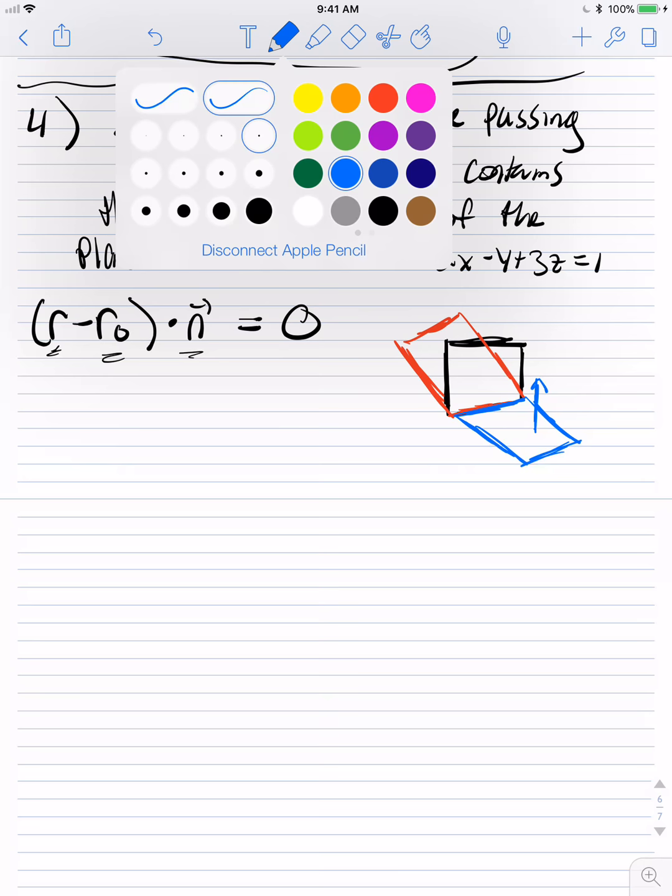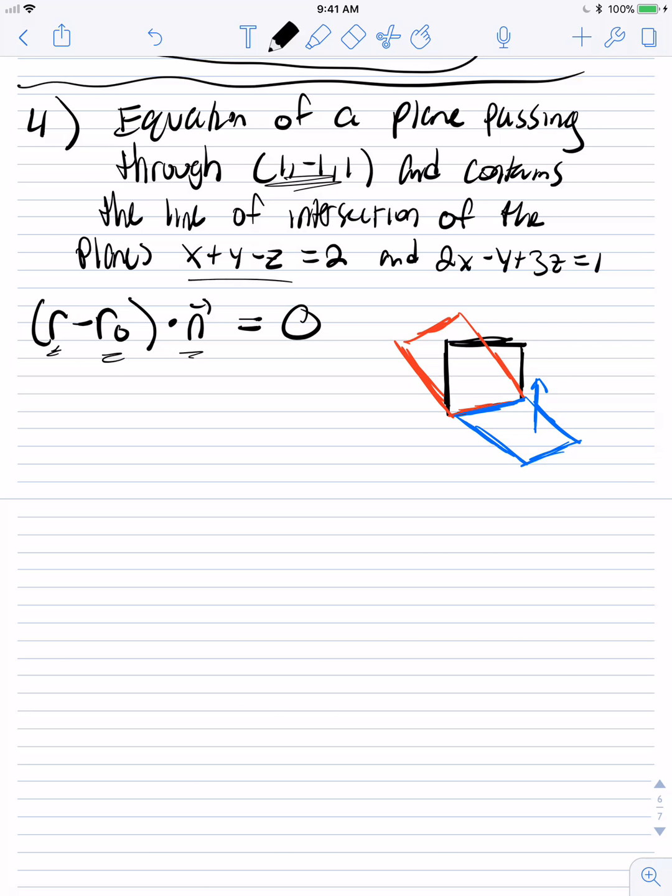So first, we're given two planes, and we can find their normal vectors by just taking their coefficients. So I'll call this first plane n1. So the normal vector of this first plane would be (1, 1, -1), taking the coefficients of them. So that would be this normal vector pointing kind of straight out. And n2 for the second plane would be (2, -1, 3).